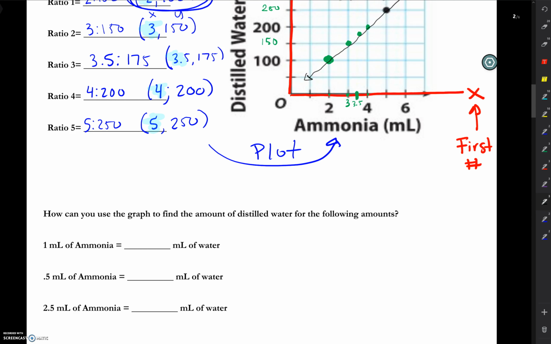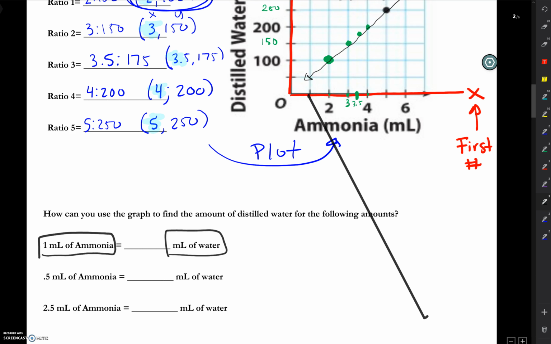So using this graph, could we figure out 1 milliliter of ammonia to how many milliliters of water? Well, let's find where 1 is going to be. One's going to be right here. It's on the straight line. You see that it's straight. It's on that line. So it'll be about 50. And we know that it's 50.